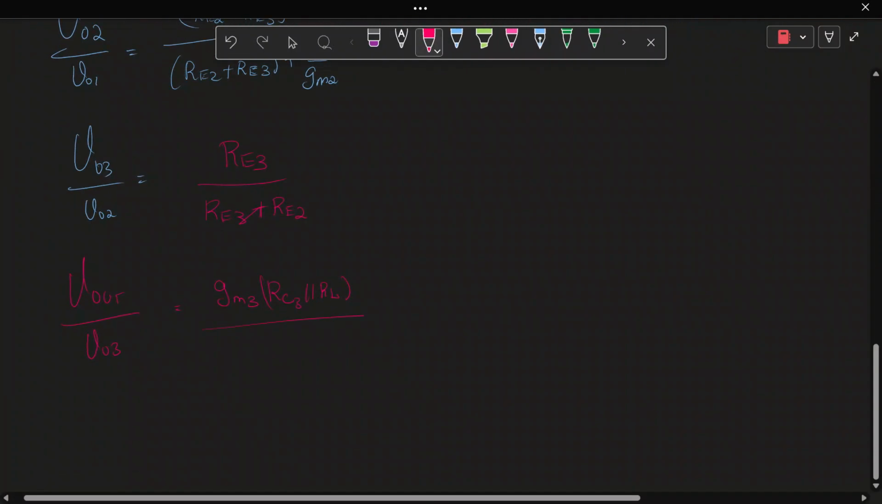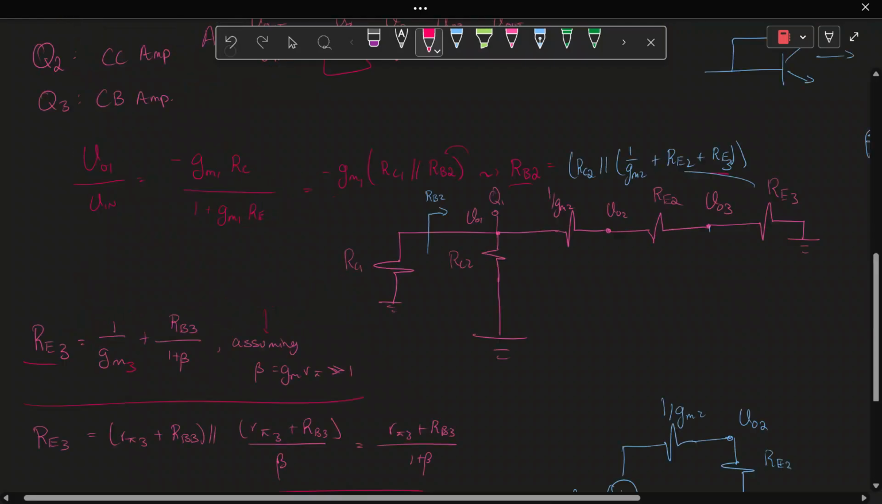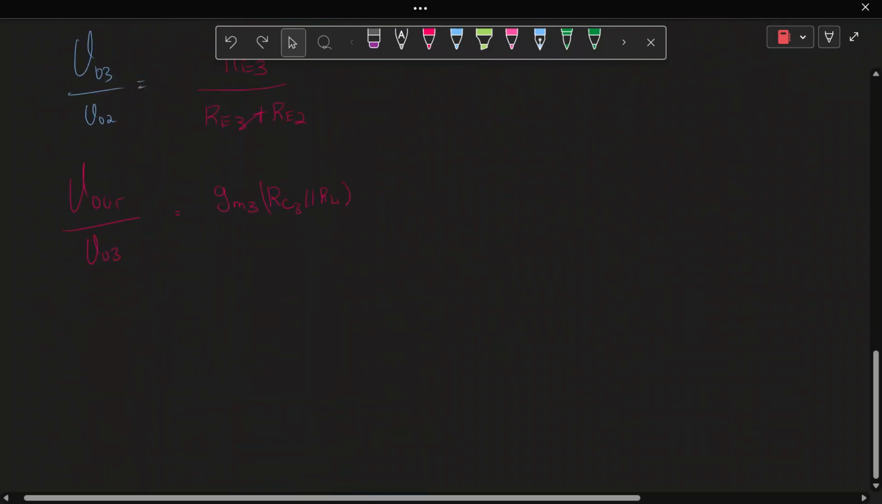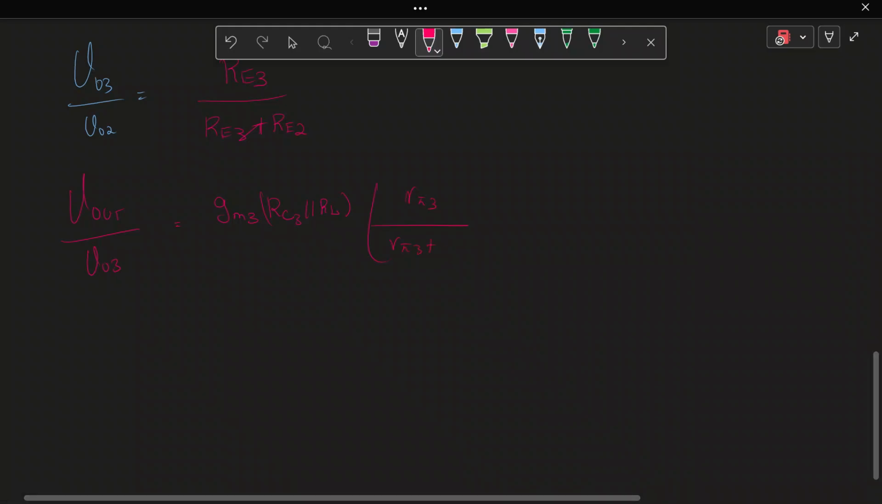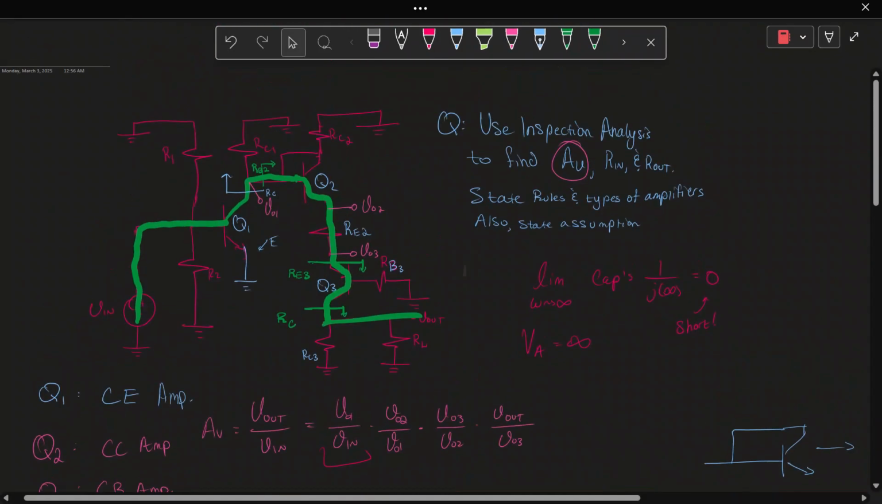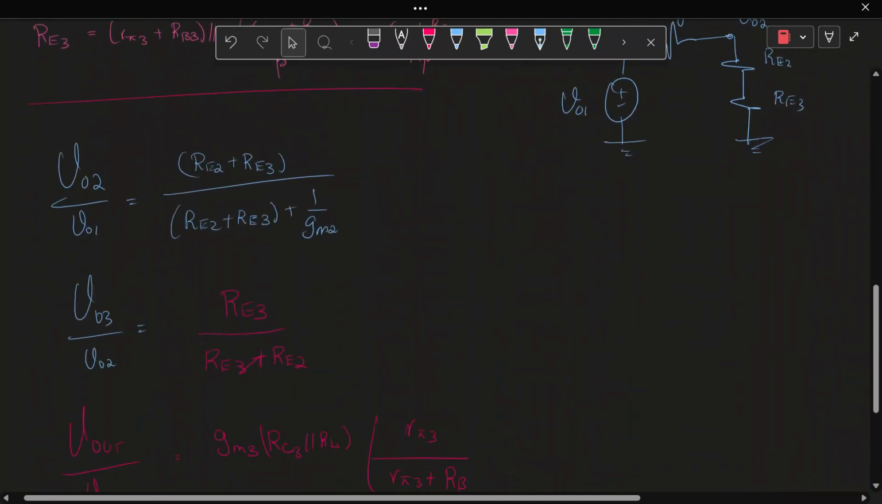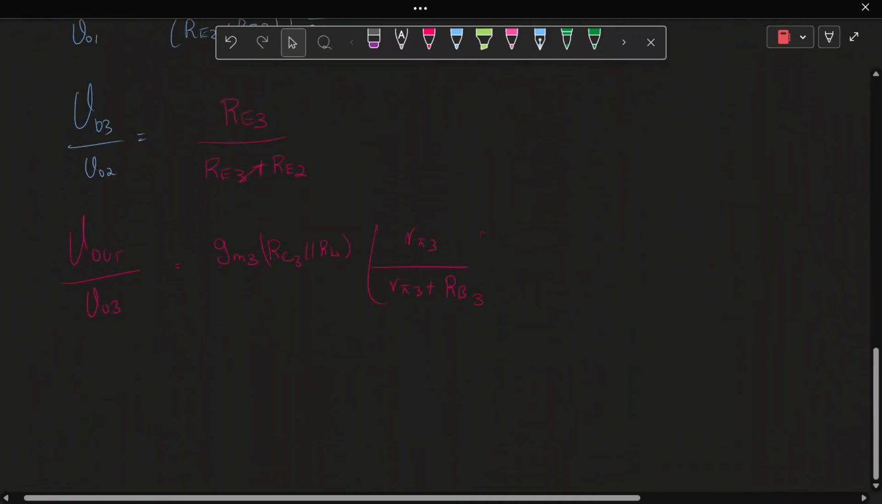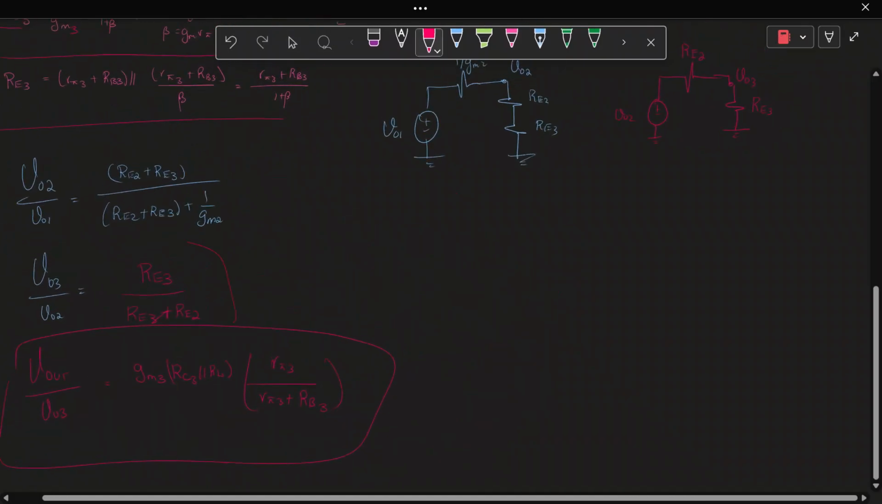Now, it's all multiplied by R pi 3 divided by R pi 3 plus RB, the base resistance of the third transistor, which is RB3. And that is how you get the gain. And now we're done.